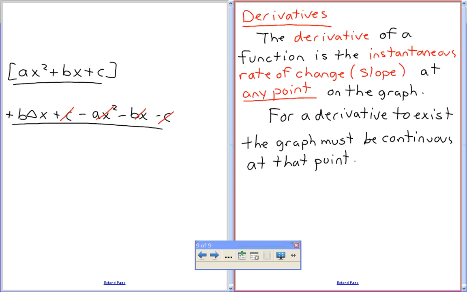I'm going to write this in two ways. I'll give you a second to write that down. We'll talk about continuity tomorrow, but it has to be continuous in order for it to work. What do you mean by continuous? You'll ask me tomorrow. What continuous is, you can draw a graph without lifting your pencil.